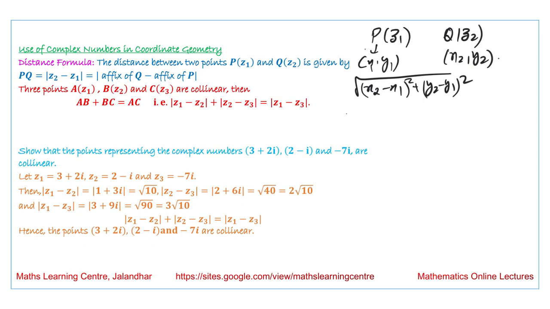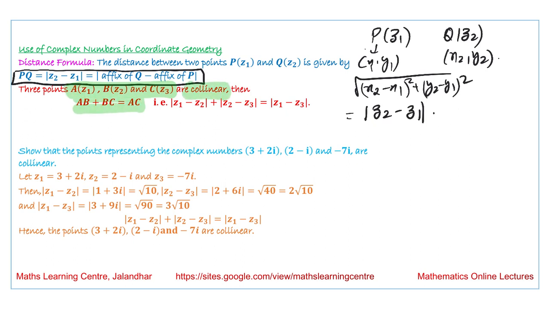So this thing we can write as the mod of Z2 minus Z1. So we are saying that the length PQ is given by mod of Z2 minus Z1. As an application of this formula, if A, B, C are three points given to us, and these are collinear, then we will have AB plus BC equal to AC. To prove this, we can use that mod of Z1 minus Z2, meaning distance between Z1 and Z2, plus mod of Z2 minus Z3, meaning distance between Z2 and Z3, is equal to mod of Z1 minus Z3, that is this length AC.